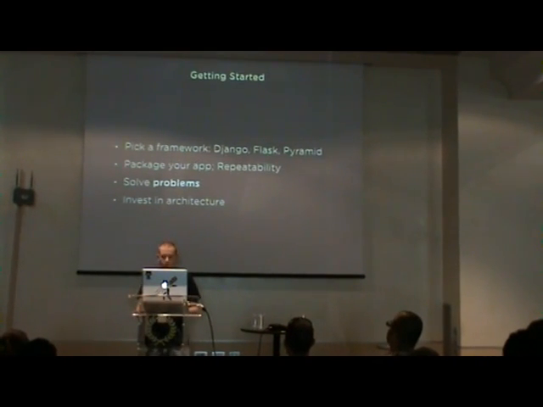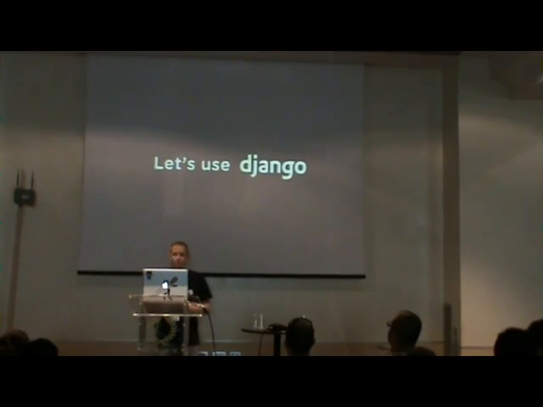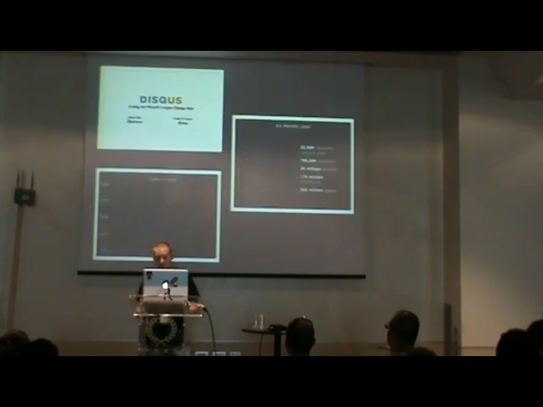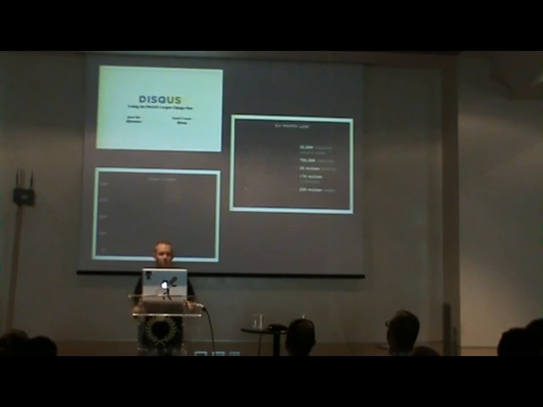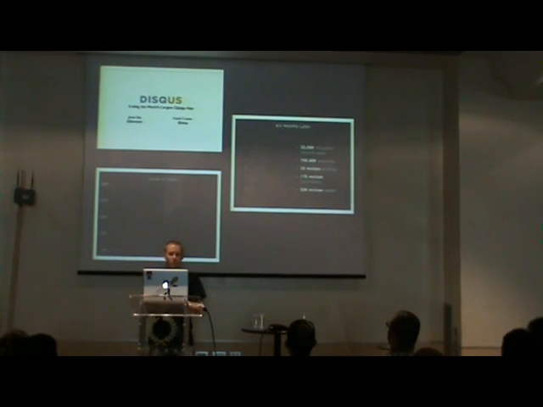So first thing, we're going to pick a framework, and we're going to use Django. We're going to use Django primarily because Disqus uses Django. Disqus is very, very large, you could say. We're one of the larger Python apps, possibly the largest Django app. We do about 3 billion page views a month. I'm not sure what our last peak is.